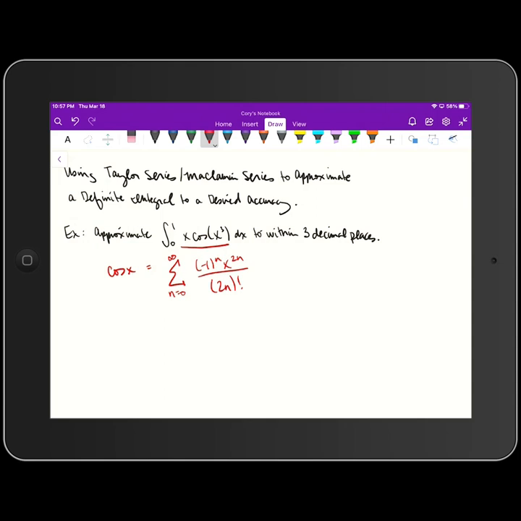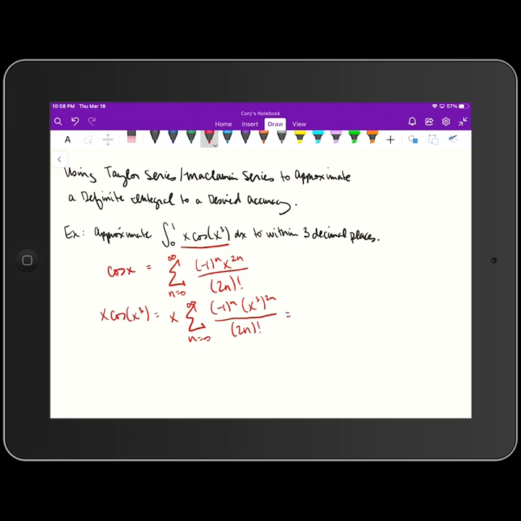So if we want to take x times the cosine of x cubed, that's going to be x times the sum from 0 to infinity of -1 raised to the n power. Then we're going to plug x cubed in the place of x in our summation formula. So that's going to be x cubed raised to the 2n power over 2n quantity factorial.